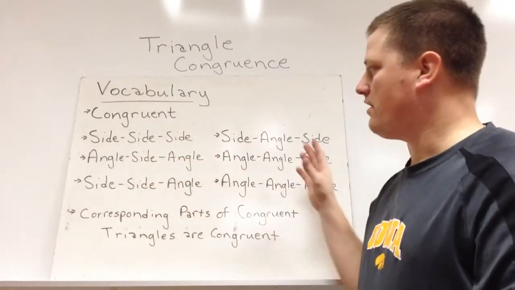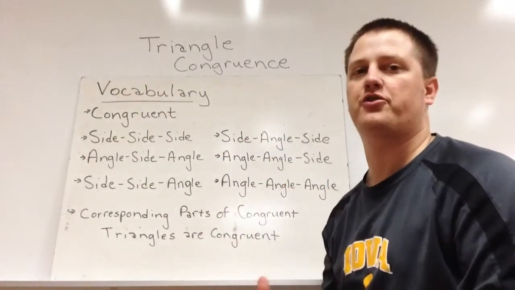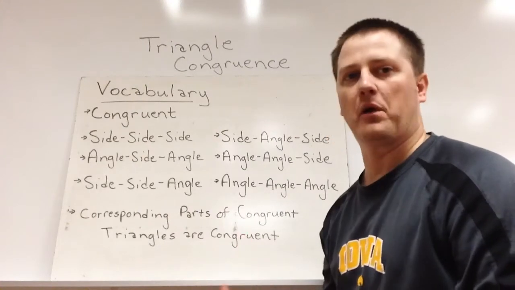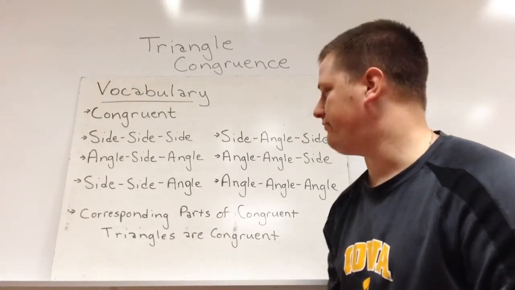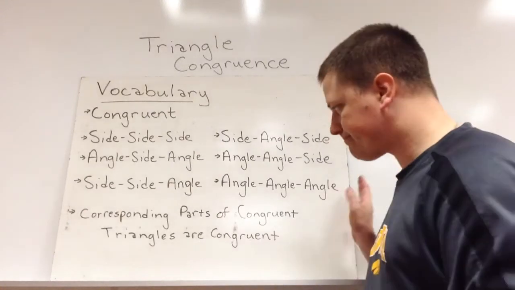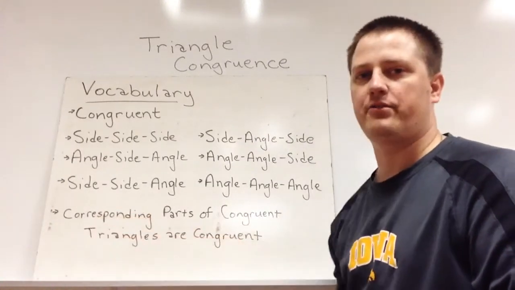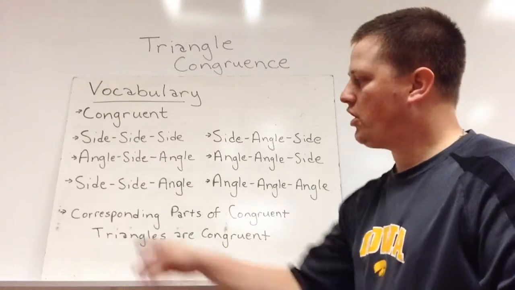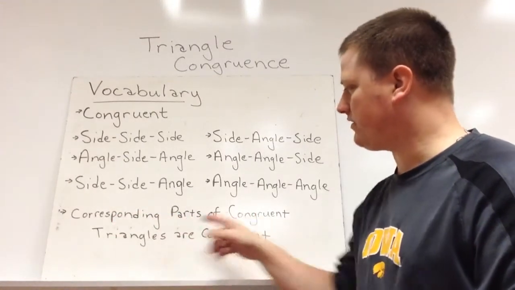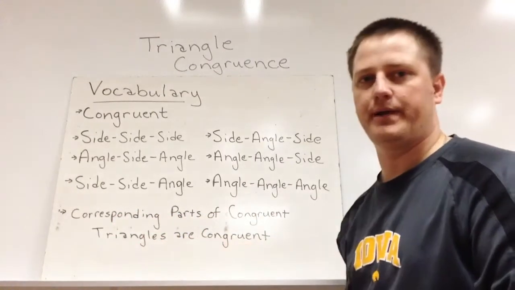These 6 are the possible congruencies for triangles. 4 of them work, 2 of them don't. You'll find out which ones are which. Our last vocabulary is corresponding parts of congruent triangles are congruent.